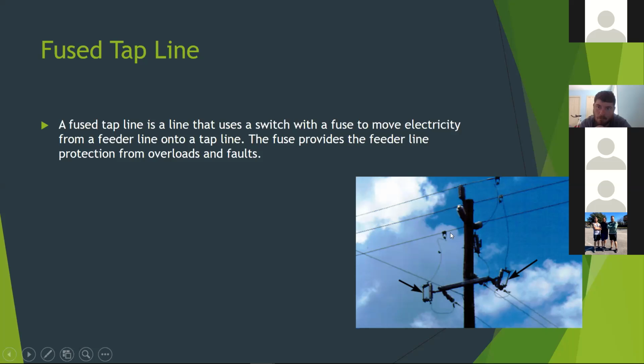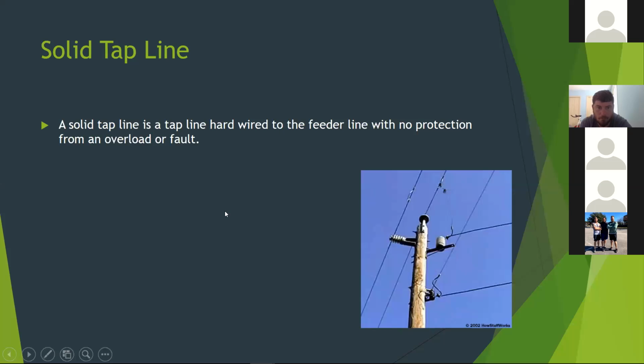As soon as I come off the feeder line to another line that's either solid or fused, it is now called a tap line. It's just terminology. And then here we have the solid tap line, where you're hardwired into your tap line from your feeder line, which offers no protection. Any sort of problem down line can affect the whole system.